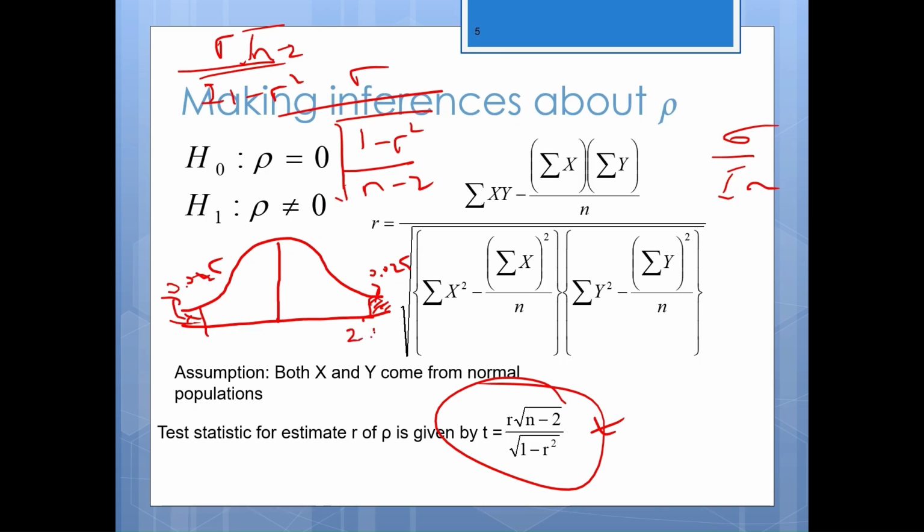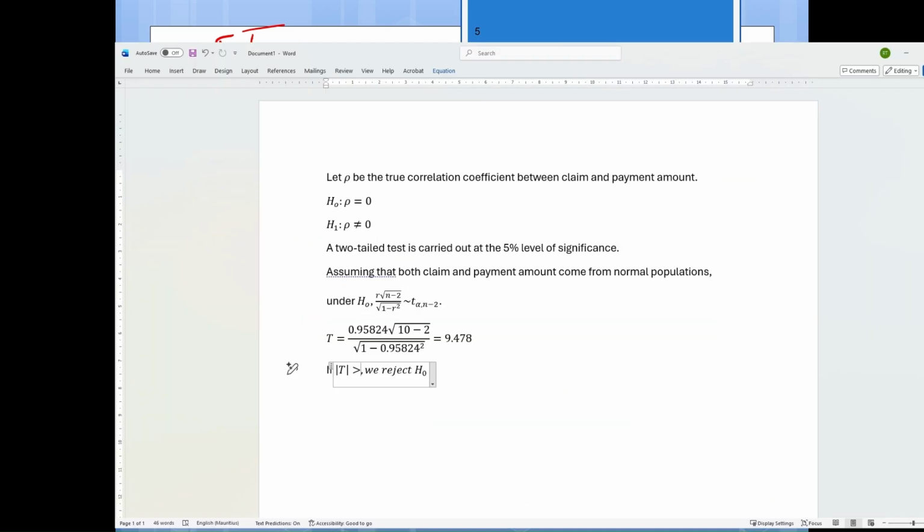This is 2.3060. So that is the critical value. This is, of course, the negative value of 2.3060. Now, we just need to include this information in here.